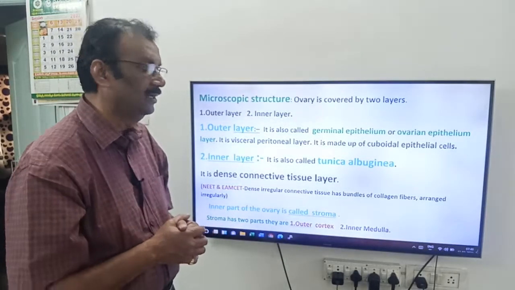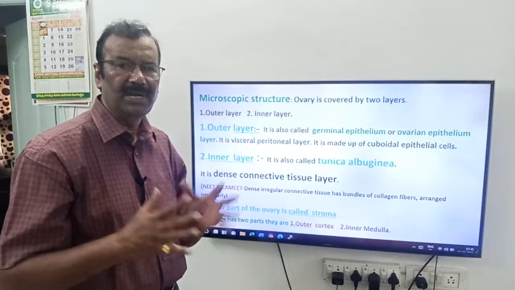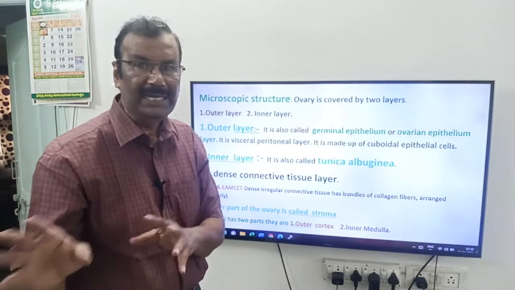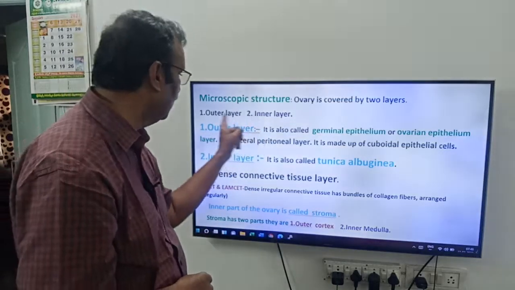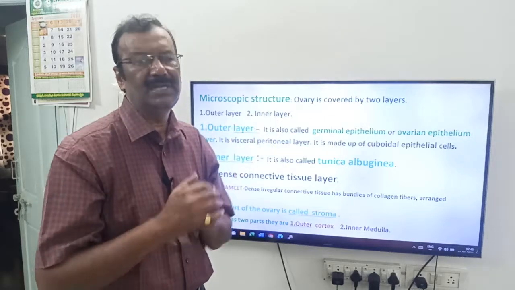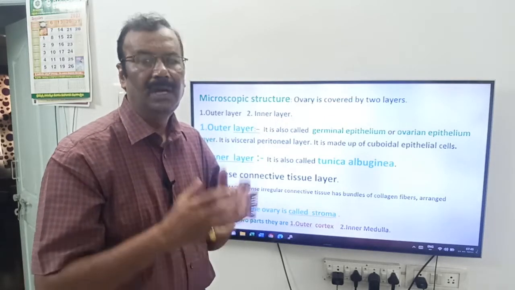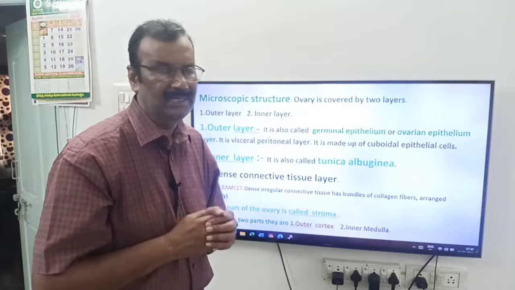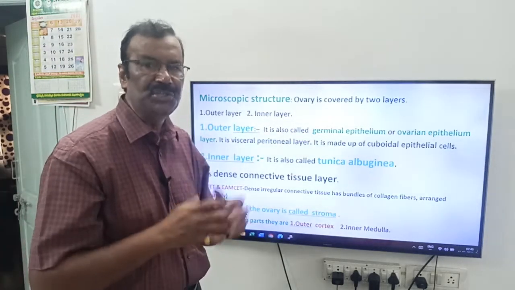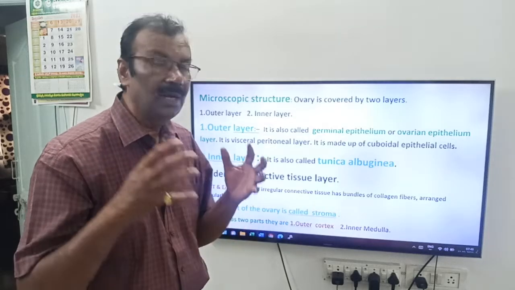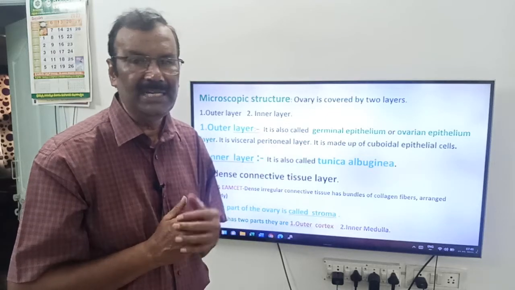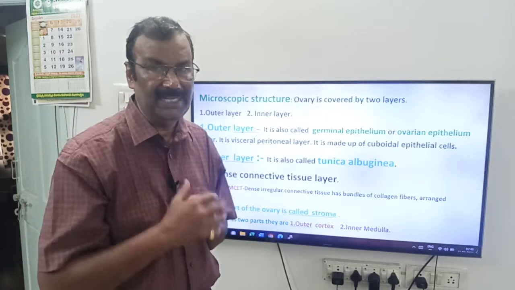See friends, each ovary is covered by two layers. What are they, friends? Outer layer and inner layer. Now we'll see the structure of these two layers. What is the outer layer and what is the inner layer? Friends, the outer layer is also called the germinal epithelium or ovarian epithelium.